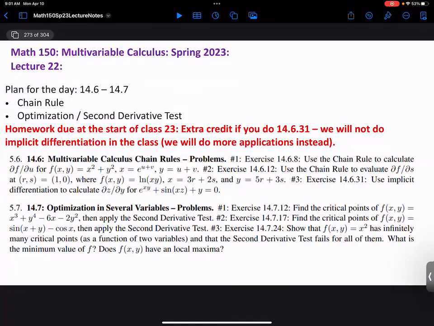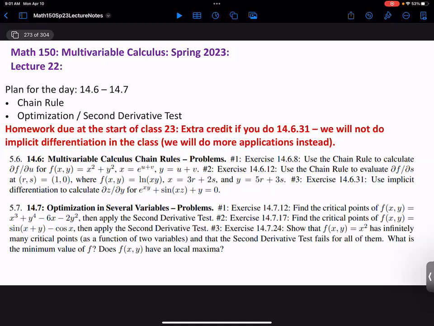This is something I'm really trying to do in the classes: have multiple passes on the material, so that when you see a new concept, it's not the only time you're going to see it. We'll see it once, we'll see an application, and we'll see it again. We've seen a little bit of the multivariable chain rule. We've seen it in the special case when we're traveling along a specific path. You can do things in greater generality.